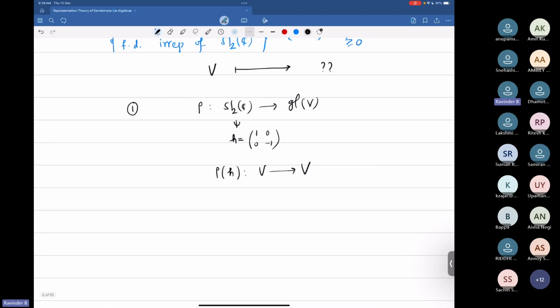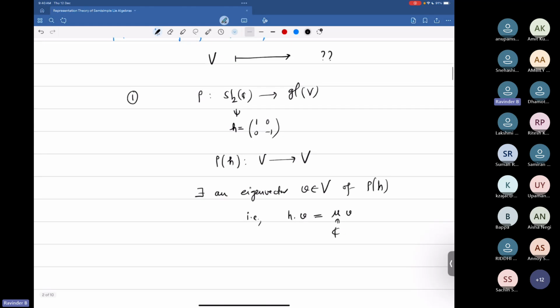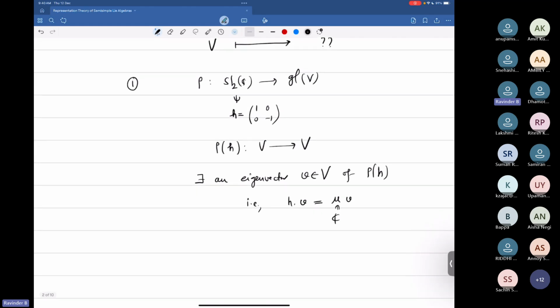So there exists an eigenvector v in capital V of rho(H). By definition, if you act with H on v, you get some eigenvalue, let us say a complex number mu, times v. Some eigenvector exists. So that's the first step. You need not look at rho entirely on SL2C. You restrict it to some diagonal matrix, namely H. That is one diagonal matrix.